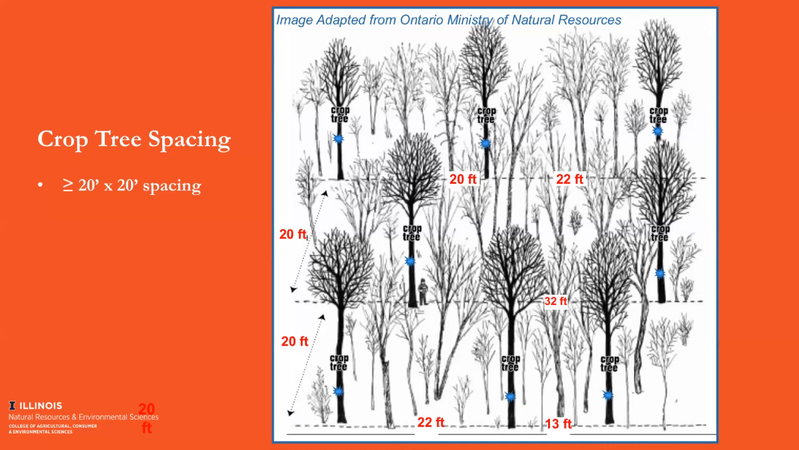But there are times when you might only have 5 crop trees per acre. Then those crop trees are probably going to be spaced 80 feet by 80 feet. In young hardwood tree plantations, sometimes our crop tree spacing is going to be a little tighter, and initially may be only 15 feet by 15 feet. But we need a general rule of thumb, and the general rule of thumb for crop tree spacing is 20 feet by 20 feet.